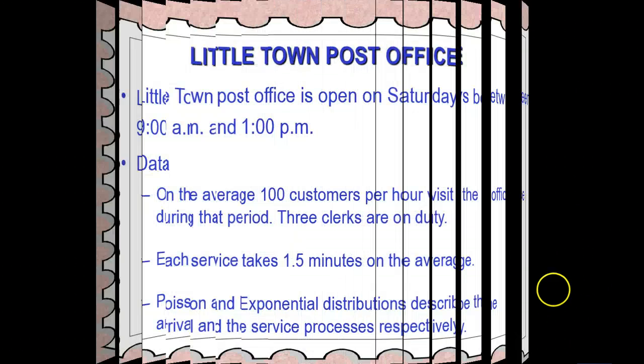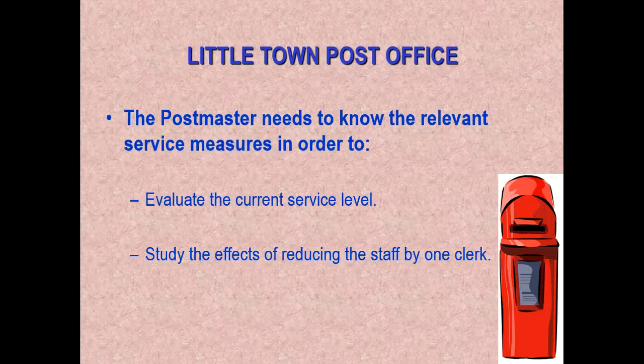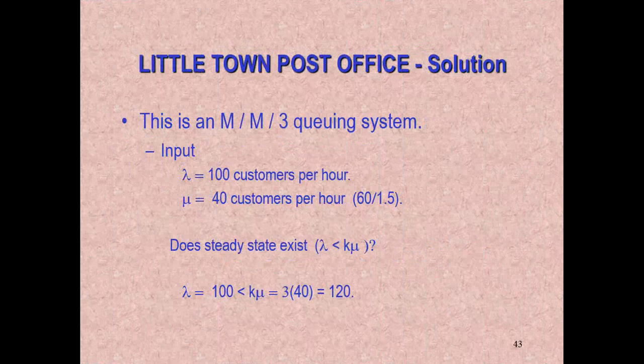Okay, let's look at another example in your book. Littletown Post Office is open on Saturdays between 9 a.m. and 1 p.m. On the average, 100 customers per hour visit the office during that period. 3 clerks are on duty. Each service takes 1.5 minutes on average. Poisson and exponential distributions describe the arrival process and service process respectively. Evaluate the current service level. Study the effects of reducing the staff by 1 clerk.